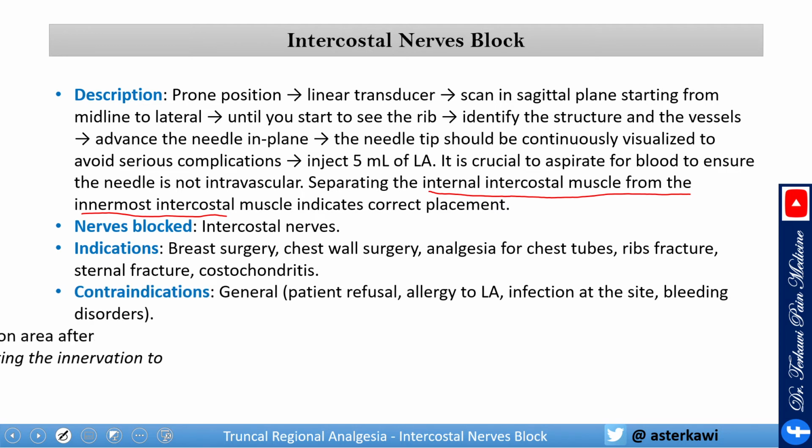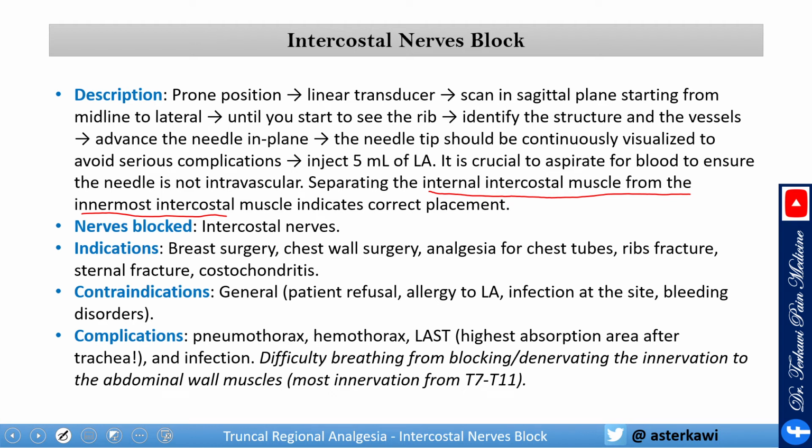Contraindications: general contraindications. Complications: pneumothorax, hemothorax, and very high local anesthetic absorption here. You're just literally putting it next to the artery and vein. A side effect I would call difficulty in breathing. And this is very important and often missed when you are doing a block or denervation for this intercostal nerve. Make sure you don't do more than 3 levels, because guess what? From T7 to T11 you get the innervation for the abdominal wall muscle, and that will cause a lot of weakness and the patient can complain of difficulty breathing.